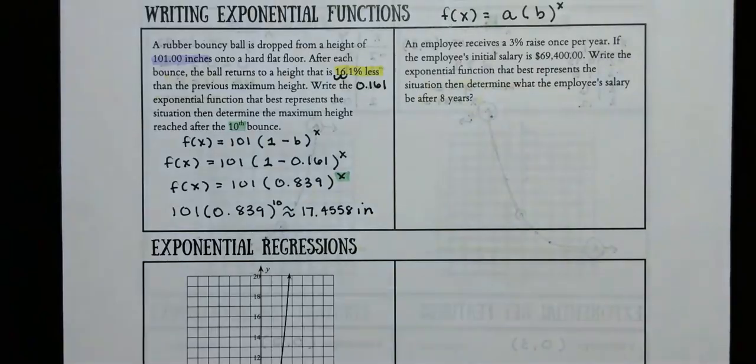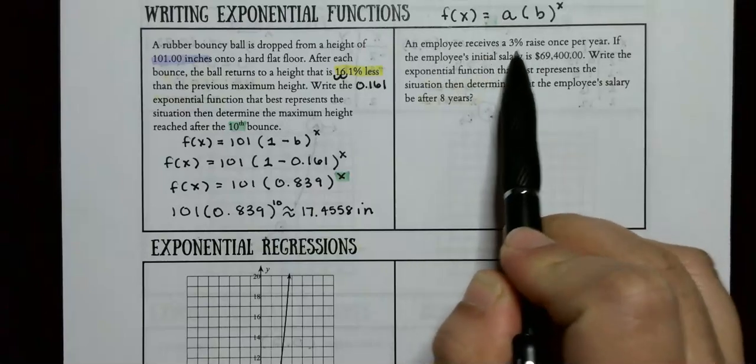Alright, so we should be able to do the exact same thing with the second problem. So let's go ahead and look at that one and see if we can pull out all the information that we're going to need for this one. So this one says an employee receives a 3% raise once per year. If the employee's initial salary is $69,400, write the exponential function that best represents the situation, then determine what the employee salary would be after 8 years.